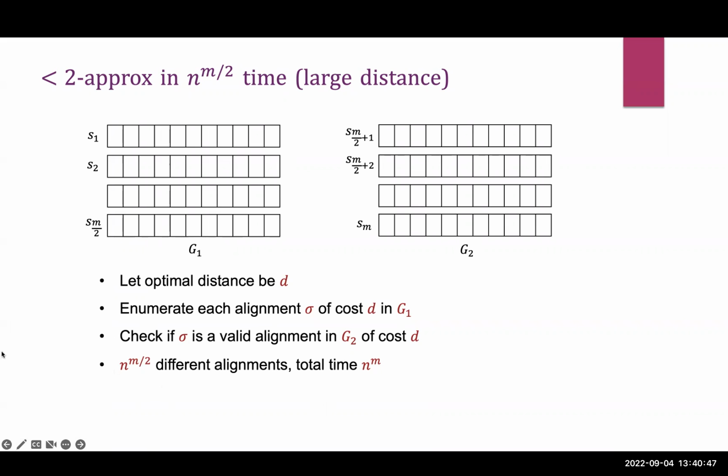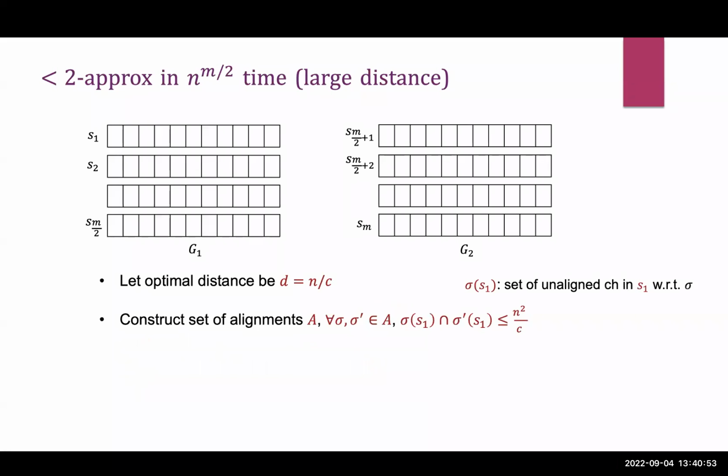So we need to come up with some clever strategy where we don't enumerate or construct all the alignments, but rather construct a set of alignments. So here we construct a set of alignments A that follows a specific property. If we take any pair of alignments, sigma and sigma prime, from A, then the intersection of the sets of unaligned characters in string S1 with respect to sigma and sigma prime is very small. Their intersection is at most n square over c, where d is n over c.